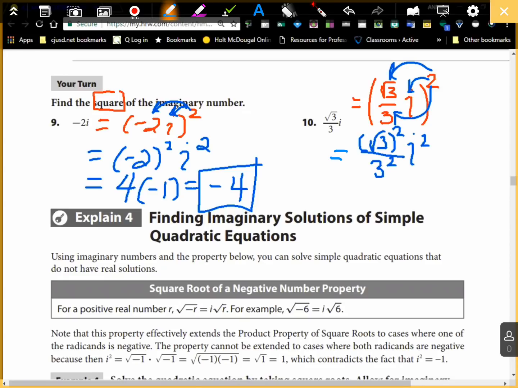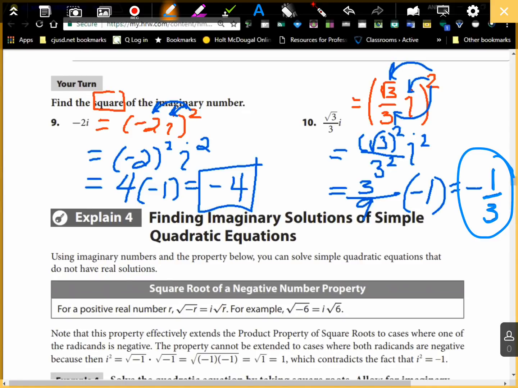So the square root of 3 squared is? 3 squared is? 9. i squared is? Does 3 over 9 reduce? Yes. What does it become? Is this real or non-real?